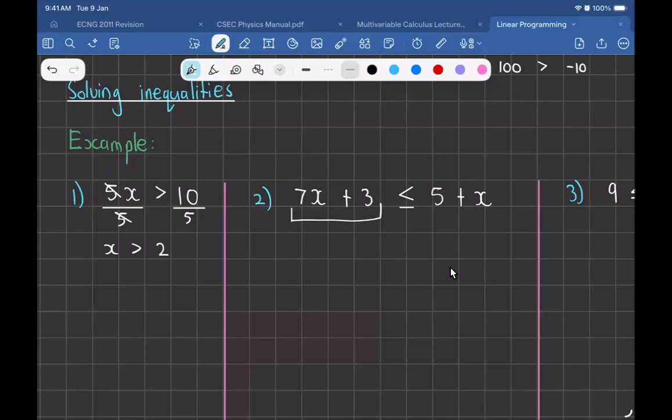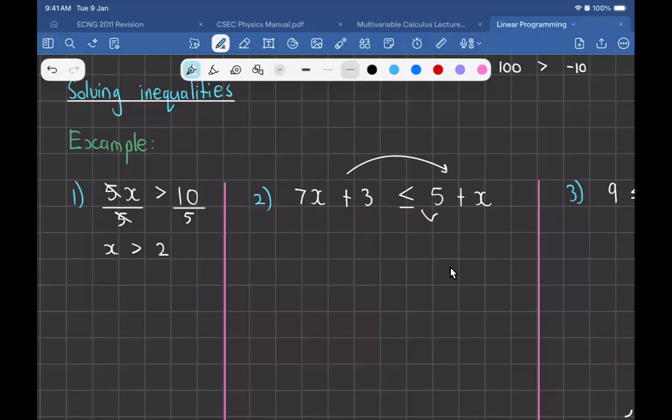The x terms should be on the left-hand side, right? And all the numbers should be on the right-hand side. So look what I'm going to do, Sahara. You see this plus 3? It should not be there. So I'm going to move it across.